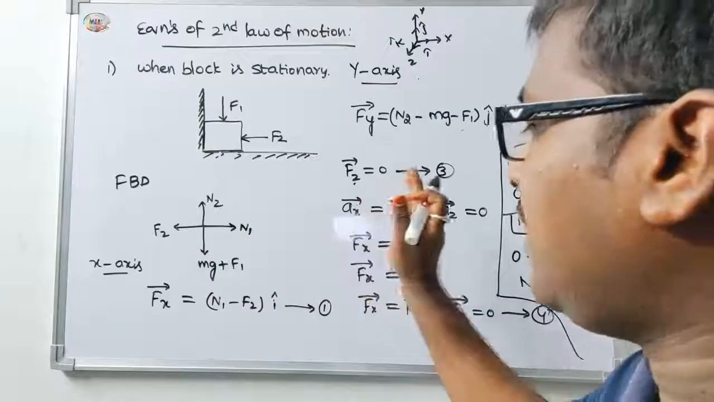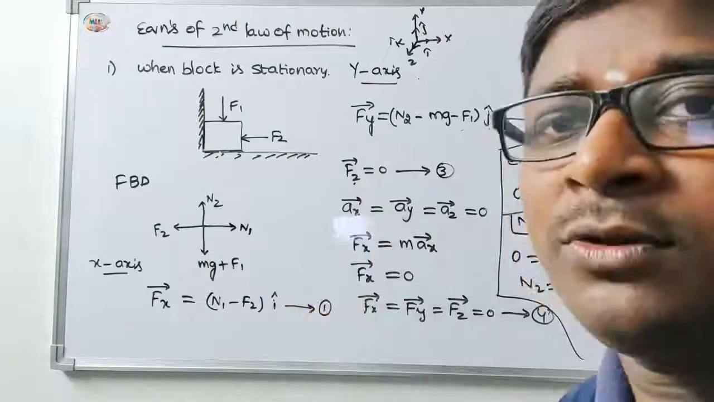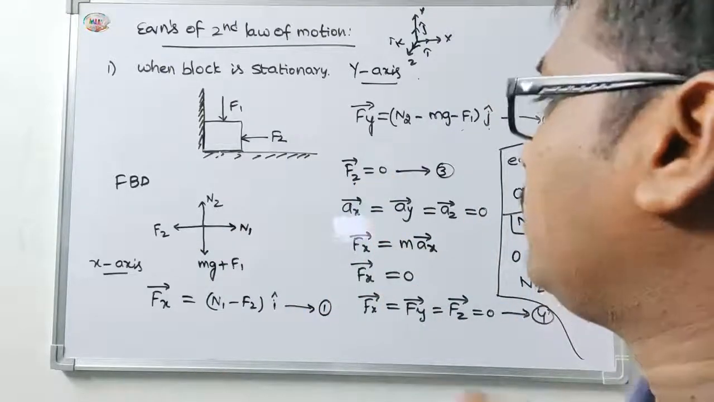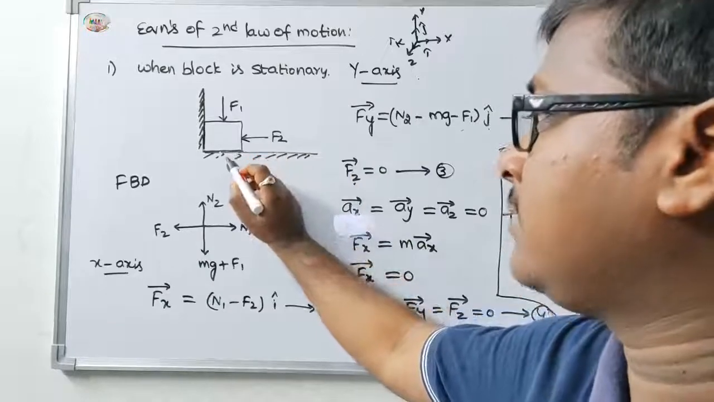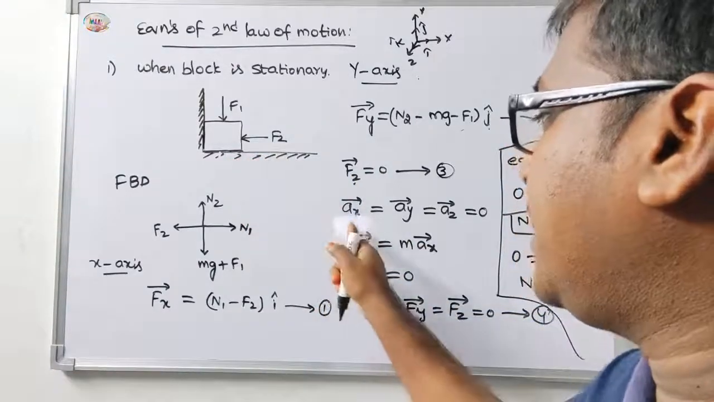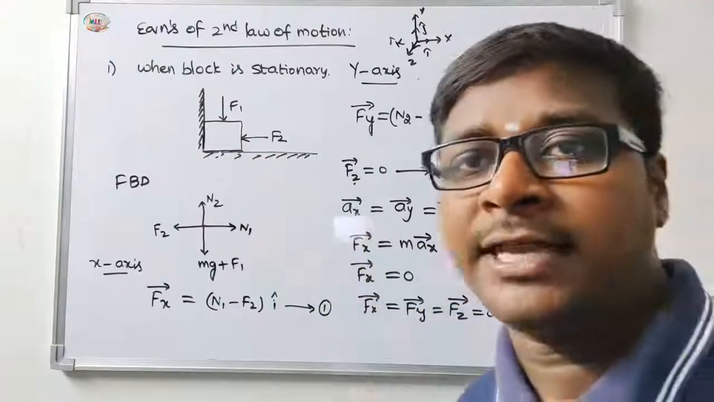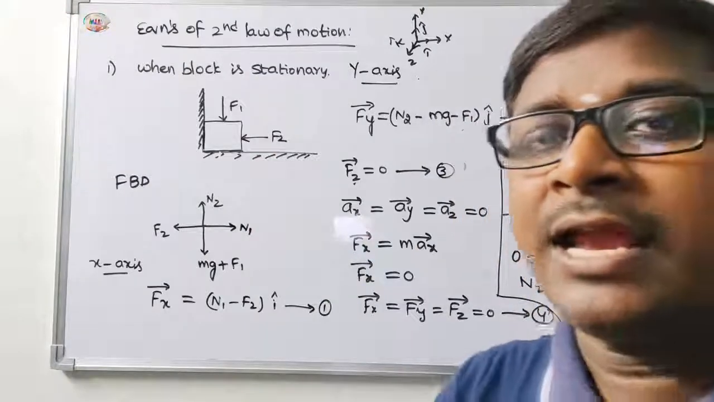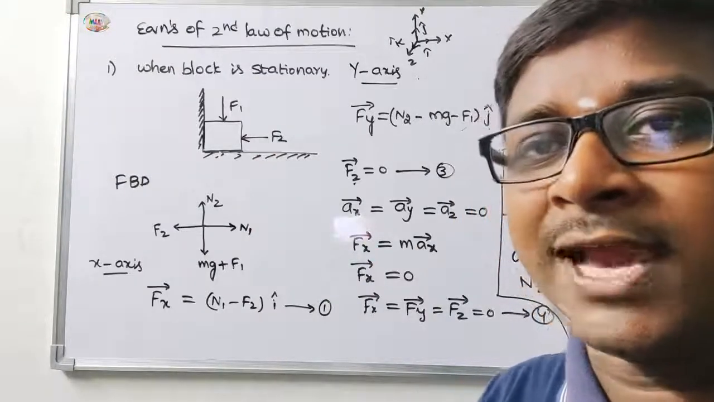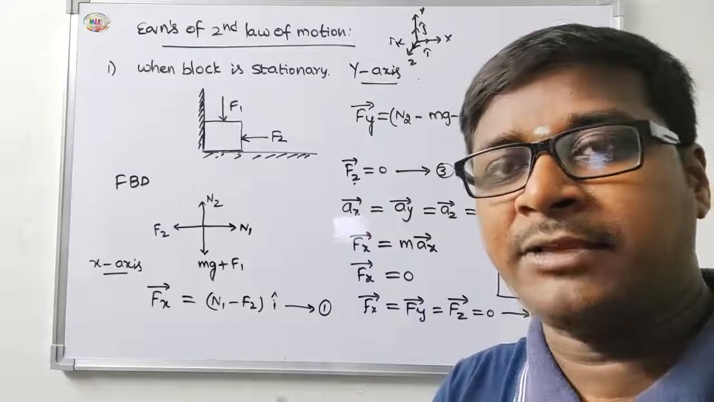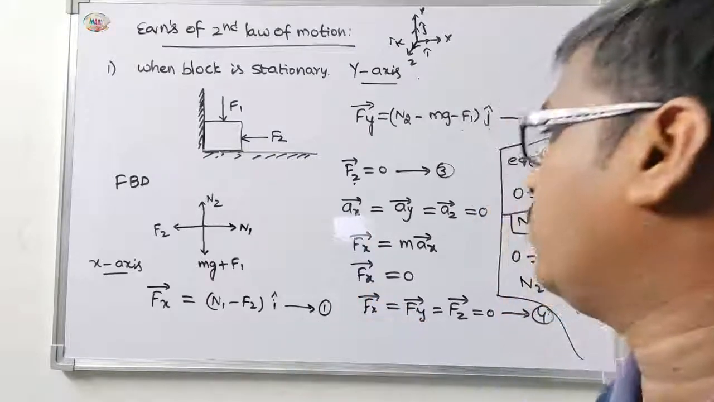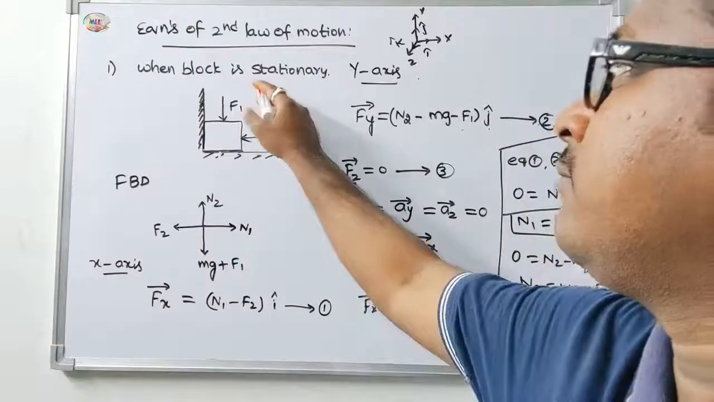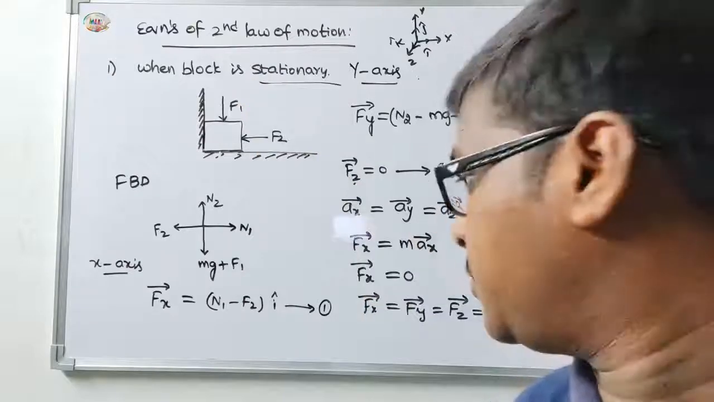Acting along the z-axis, Fz is equal to 0. The block is stationary. Ax is equal to Ay is equal to Az, these are the accelerations acting along the x-axis, y-axis and z-axis respectively, and they are 0. So, because the block is stationary, that is the rest position.